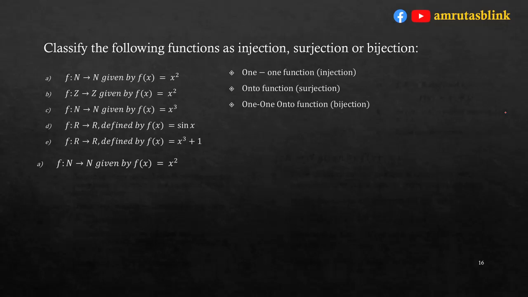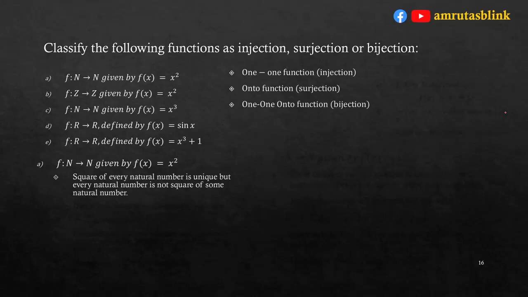f is defined on the set of natural numbers given by f(x) is equal to x square. Now the square of every natural number is always unique, but every natural number is not the square of some natural number. For example, 5 is a natural number, but it is not the square of any natural number. Hence, this function f(x) is equal to x square is a 1-1 function, but it is not onto, and hence it is an injection.